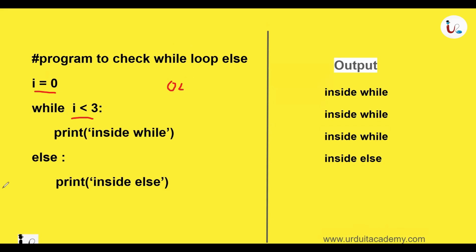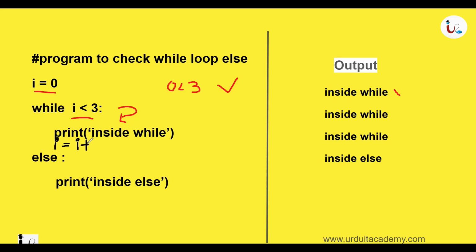Actually there is an error in this program. 0 less than 3 is true. So in that case, it will print inside. What happens? It is coming inside the while loop and it is printing inside the while. Okay, here I forgot to add a line. After printing inside while, we need to increment the value of I, which means I should be changed to I equal to I plus 1.